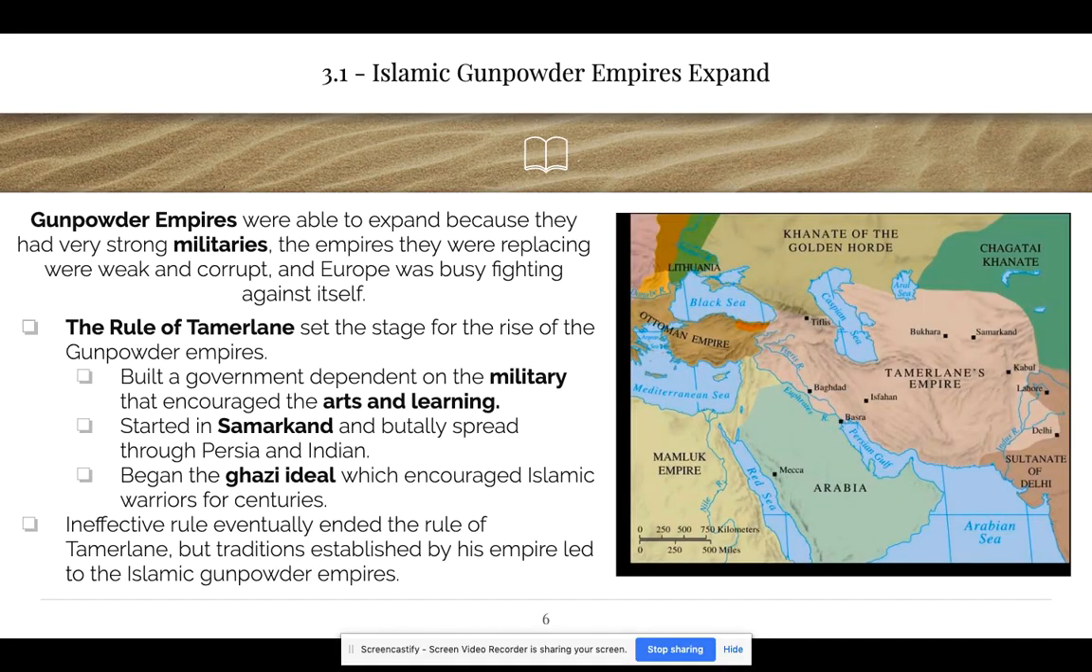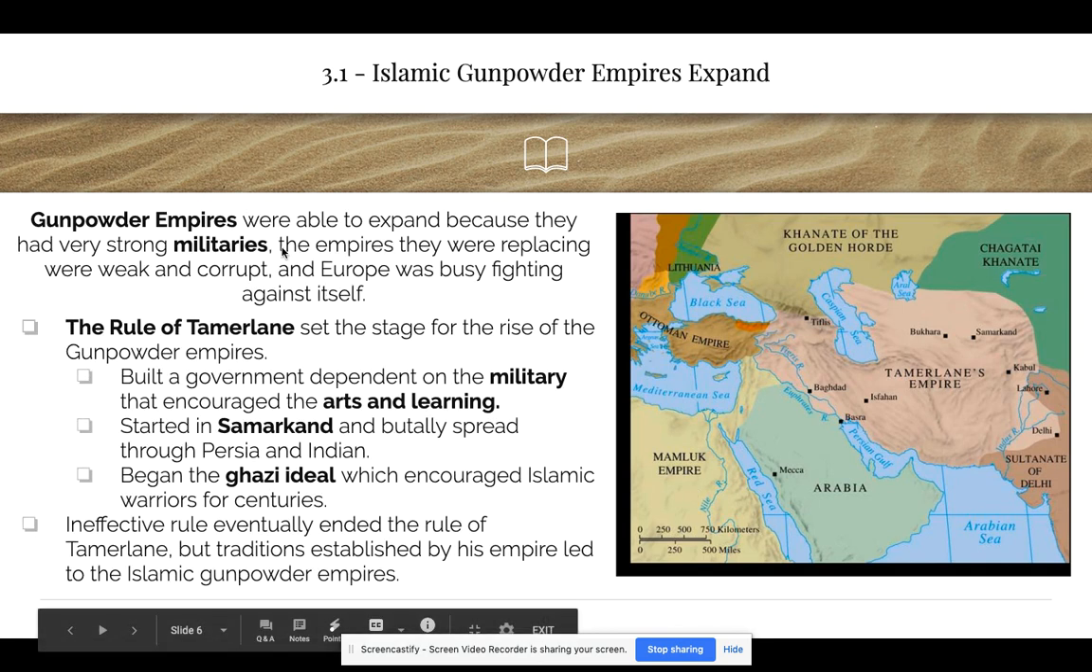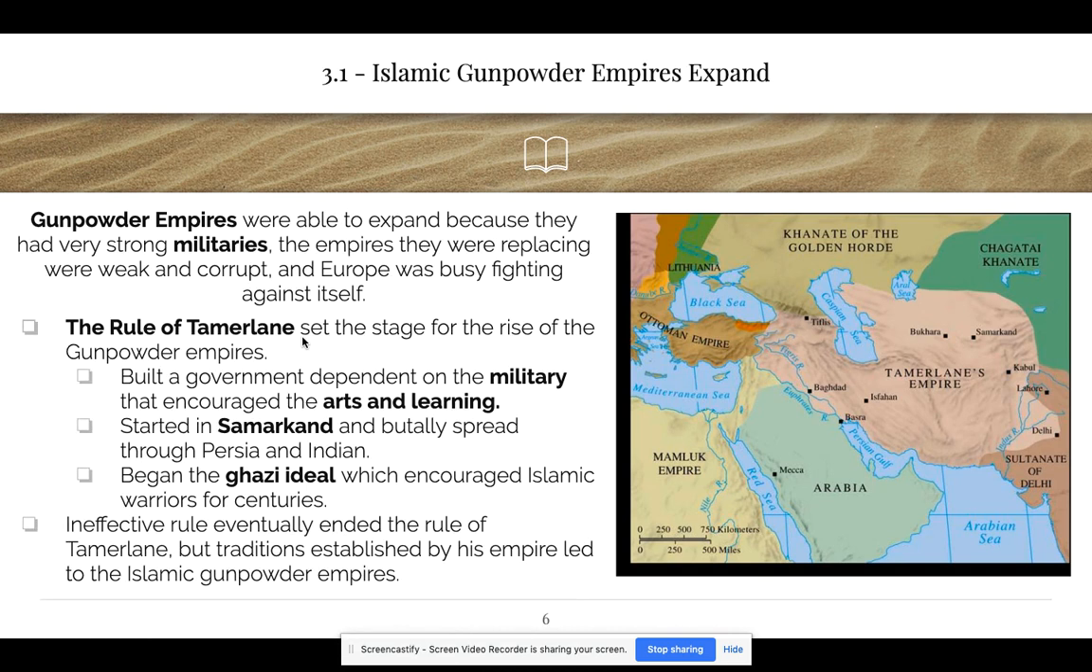Next we've got the Islamic gunpowder empires. We're going to talk about how they expanded, basically through the military. It all started with Tamerlane, this guy who set up the first sort of gunpowder empire. You can see the map on the right. He existed around the time of the Mongol Khanates. He built his government solely dependent on the military. That is a theme that we will see go into these gunpowder empires.